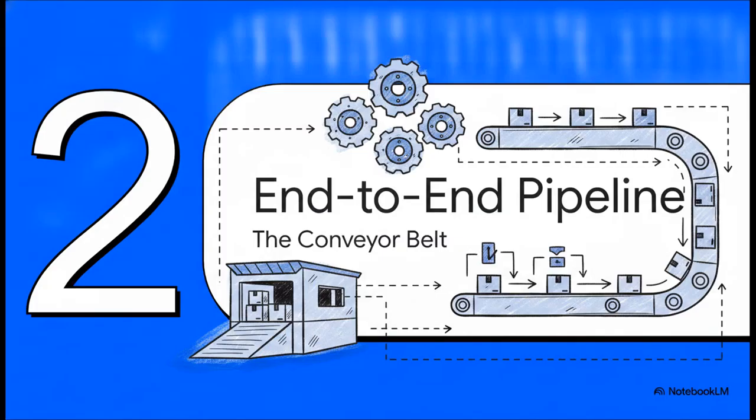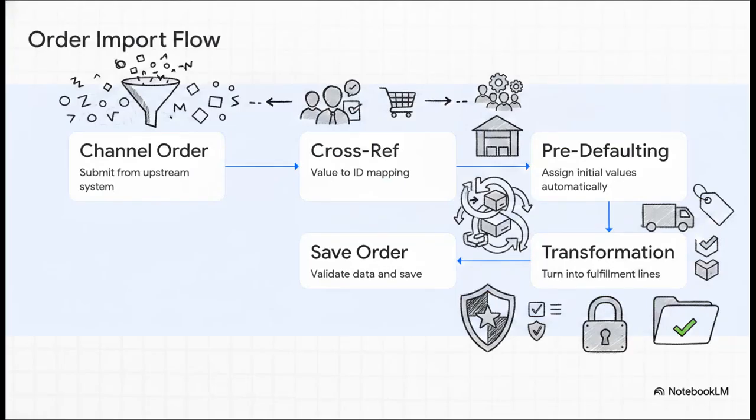Moving on to Section 2, the conveyor belt, the end-to-end import pipeline. This sequence basically takes that raw channel order and runs it through a gauntlet. First, the channel order is set. Then it hits cross-referencing, where customer and item data are mapped out using the product model and trading community. Next is pre-transformation defaulting, which applies some basic logic, like maybe selecting a shipping warehouse. After that, we hit the heavy order transformation, followed by rigorous validations. We're talking checking tax determinants and configurator rules, before the order is finally fully saved.